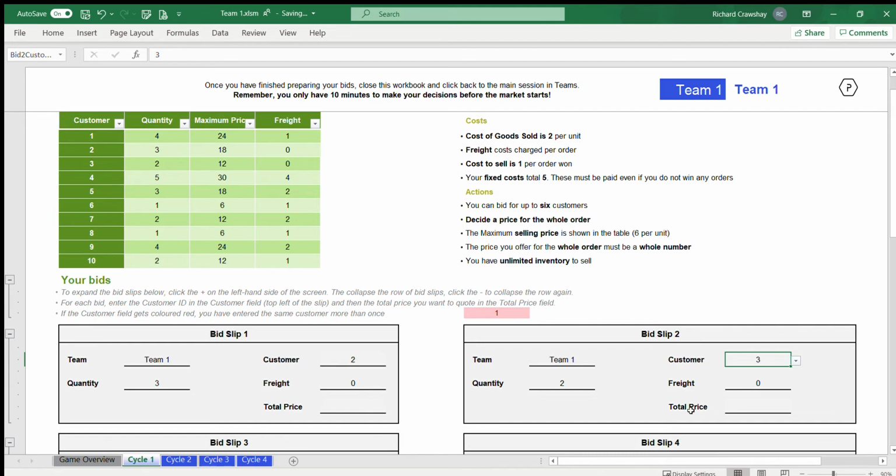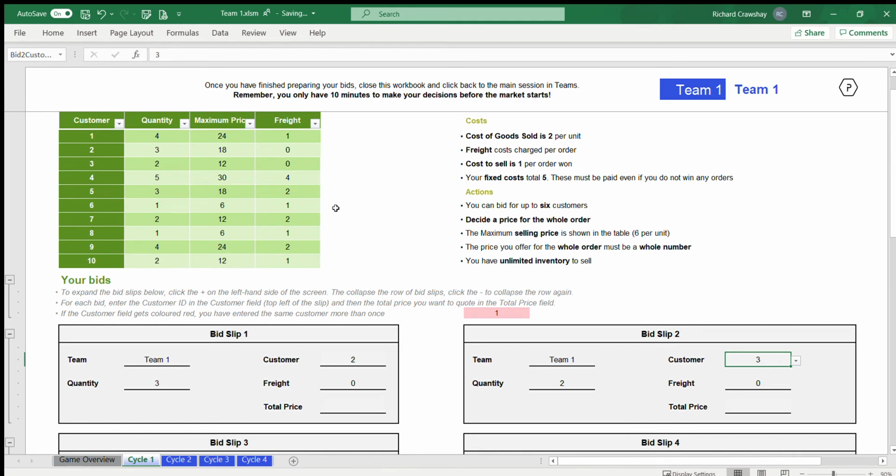Now, quick one, if I made a mistake here, I hadn't realized I'd already selected 2, and I put 2 in again, then what you'll notice is both of them go red to tell you you've already prepared a bid for that customer. So I know I won't be able to bid for the same customer twice.